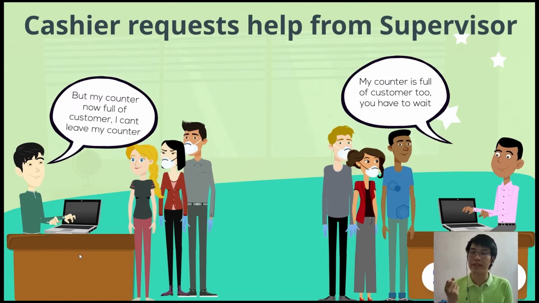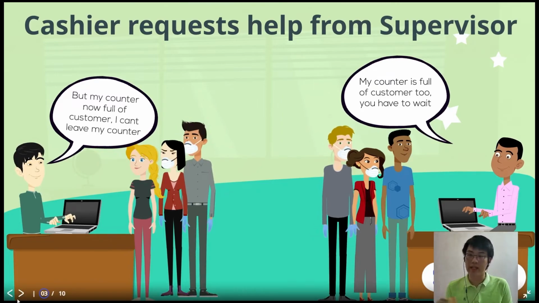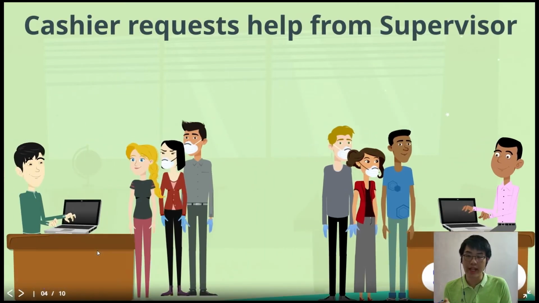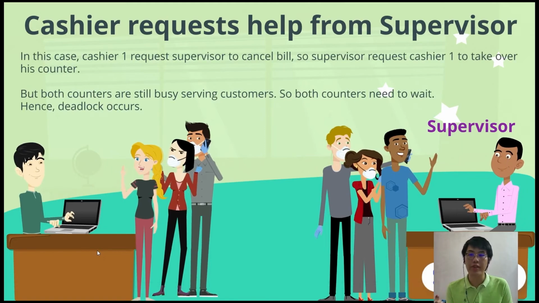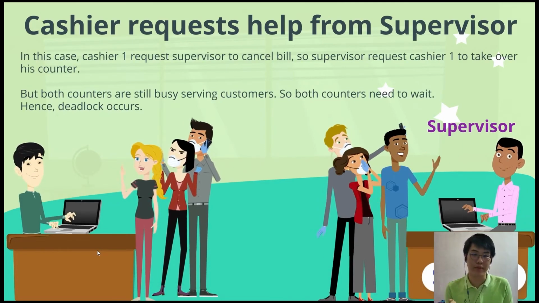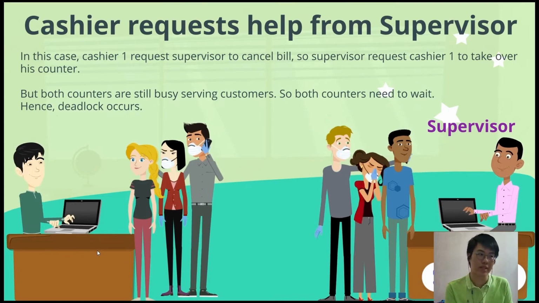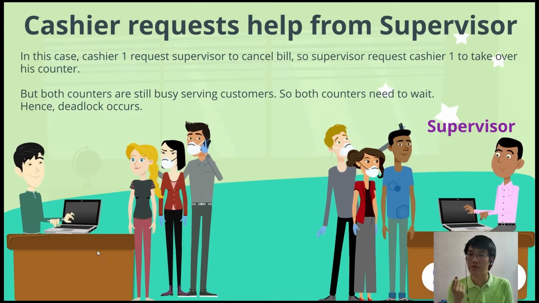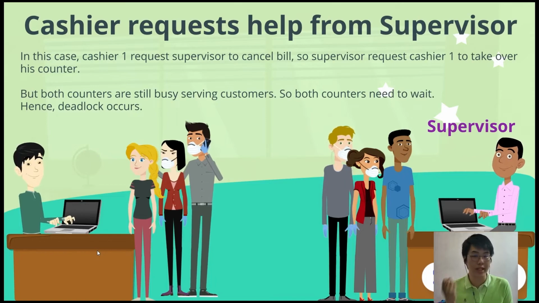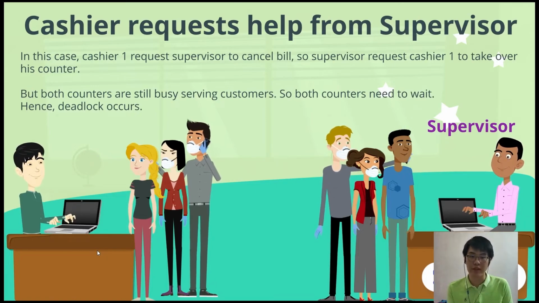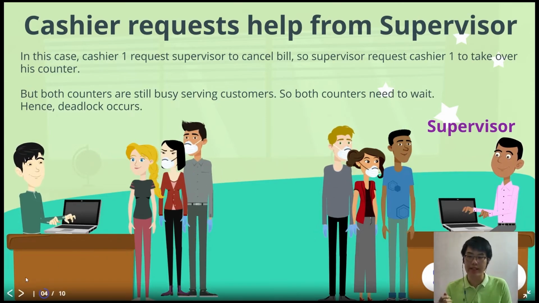So the supervisor requests the cashier to wait. So in this case, cashier 1 requests the supervisor to cancel the bill. The supervisor requests cashier 1 to take over his counter. But both counters are still busy serving customers. So both counters need to wait, hence deadlock occurs.